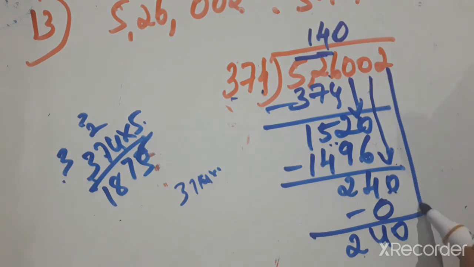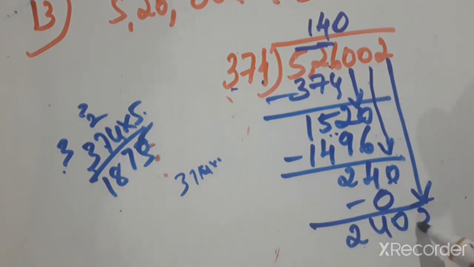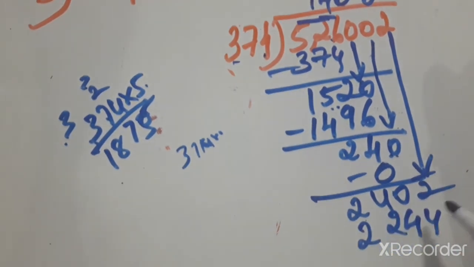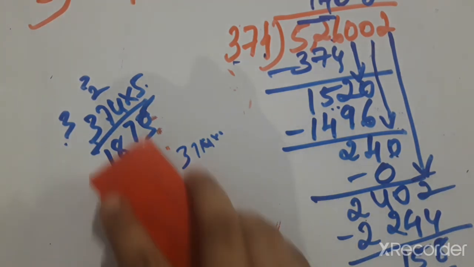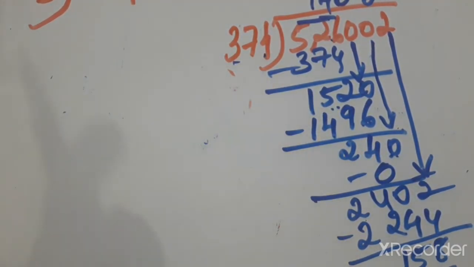Now we can get down 1. Each step only one number we have to get down. Now 2 is down. 2402. So which is a nearer one? 374 6s are 2244. That is nearer to this. Now remainder is 158, and quotient is 146.